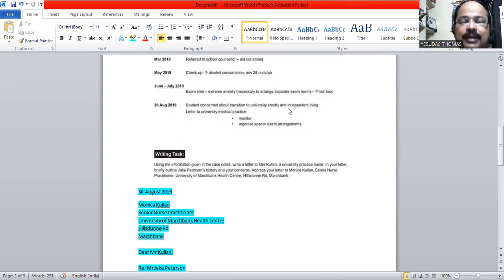You have to write a letter to Mrs. Cullen, a university practice nurse. So you are going to write to a nurse, not to any other profession. It's the same profession. You are a school nurse and you're writing to a university nurse. Both are of the same profession.